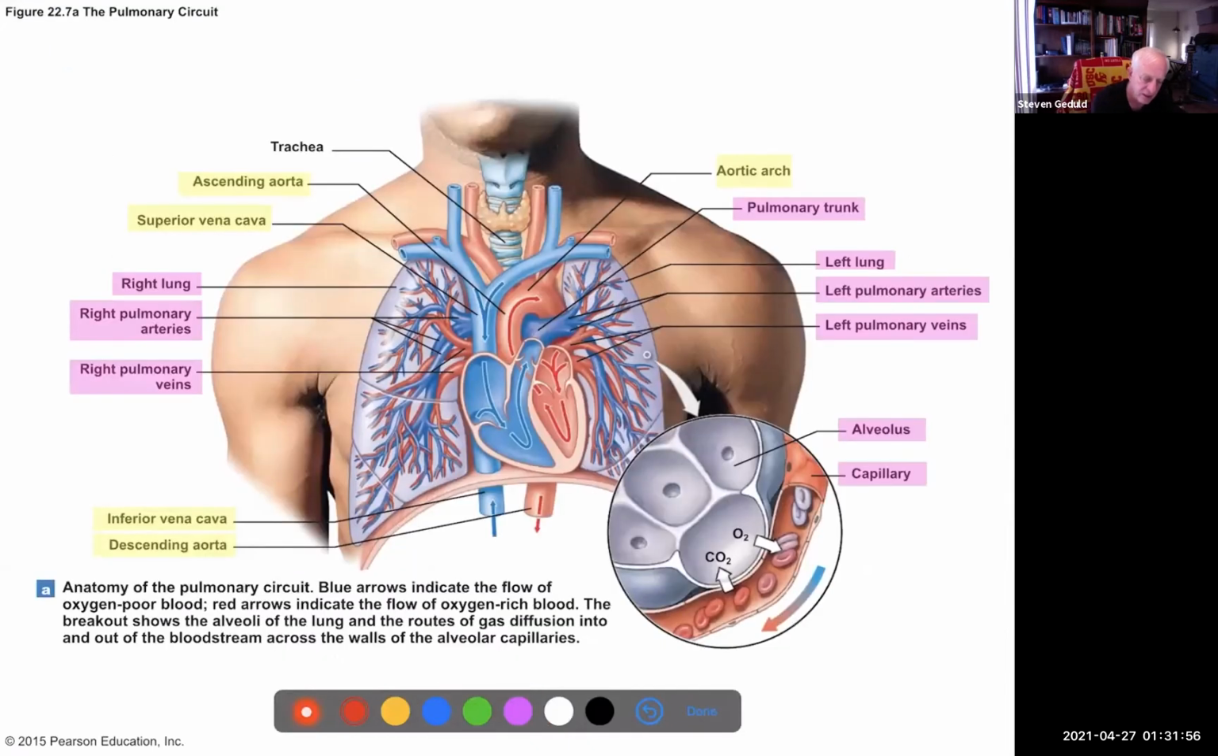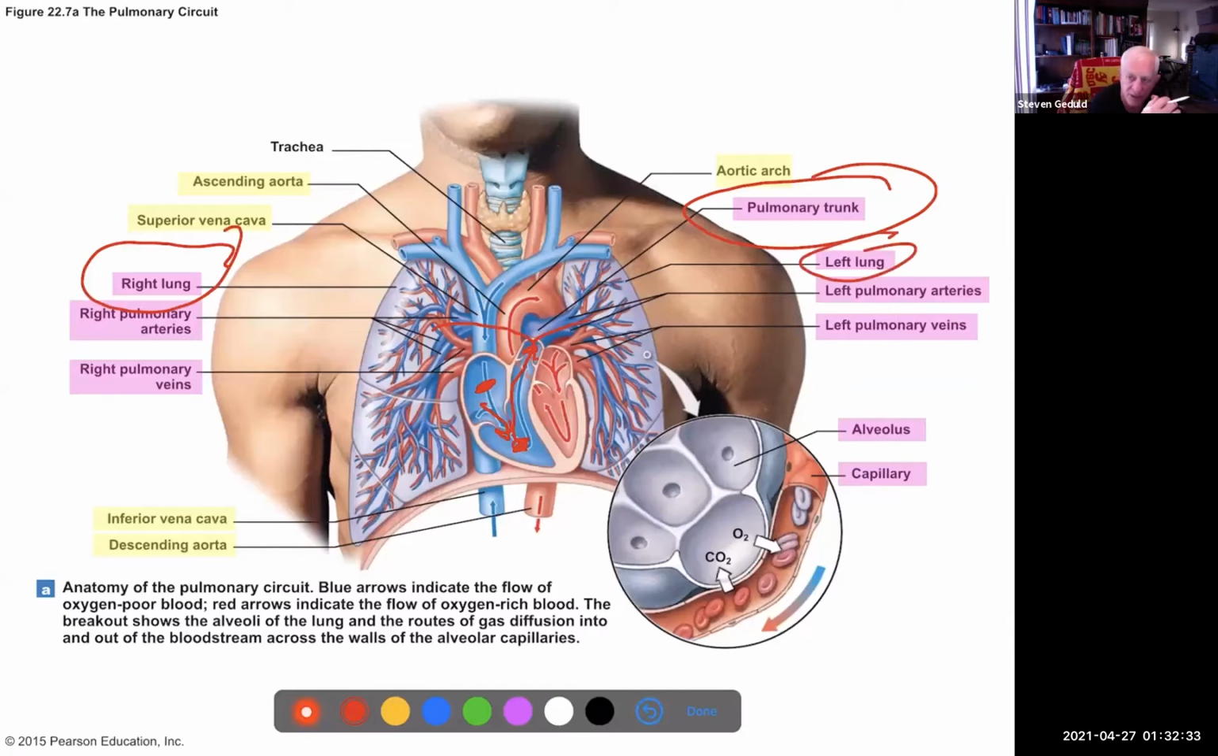Okay, so again, let's start with the pulmonary trunk. So here's the pulmonary trunk. This is the right atrium right here. This goes through the tricuspid valve to the right ventricle. The right ventricle goes through the semilunar valve right here, which is your pulmonary valve, to the pulmonary trunk. The pulmonary trunk is going to branch into the right and left pulmonary arteries. And it goes to the lungs. Here's your right lung, there's your left lung. Now it goes back.